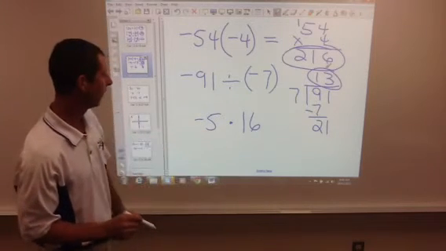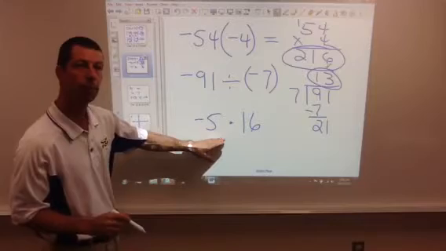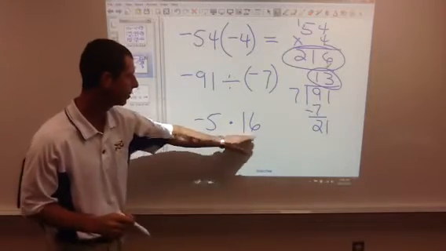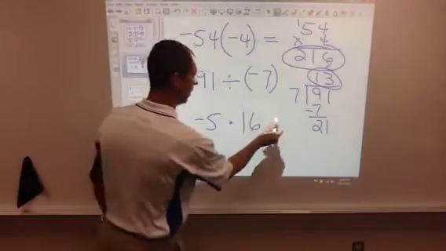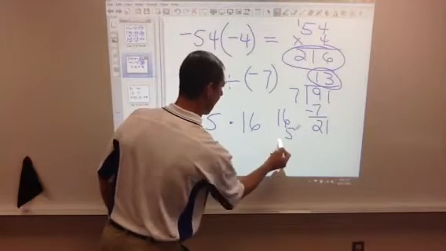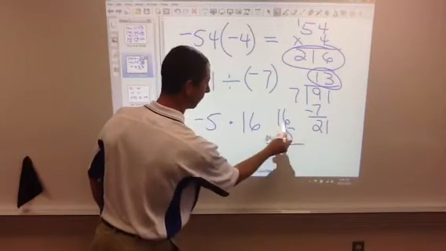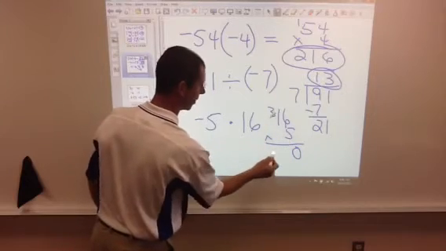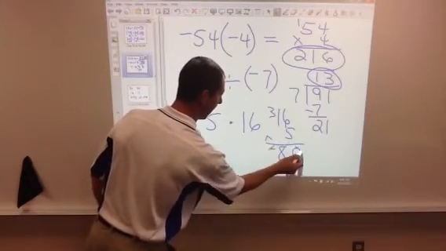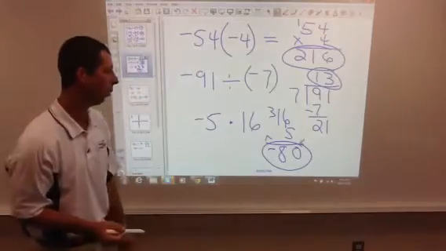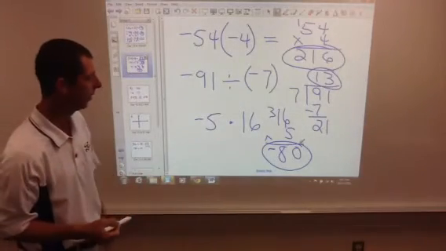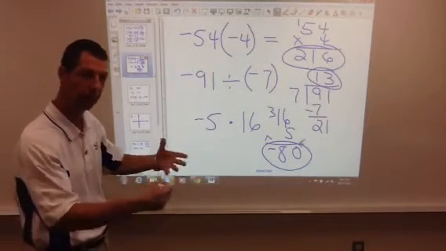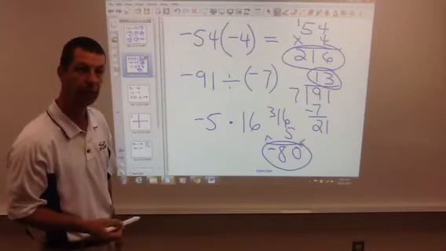Here's another one, negative 5 times 16. This is going to be a negative answer because you've got a negative times a positive. So 16 times 5: 5 times 6 is 30, 3 up, 5 times 1 is 5, plus 3 is 8, so negative 80. Once again, showing work and just thinking a little bit, working your way through it, you're less likely to make mistakes.